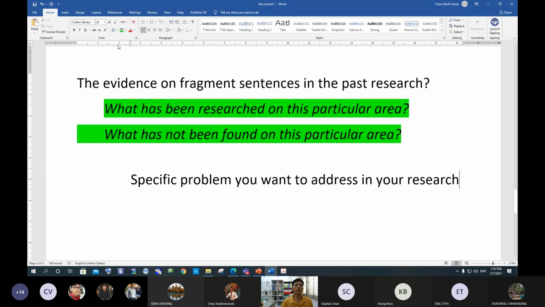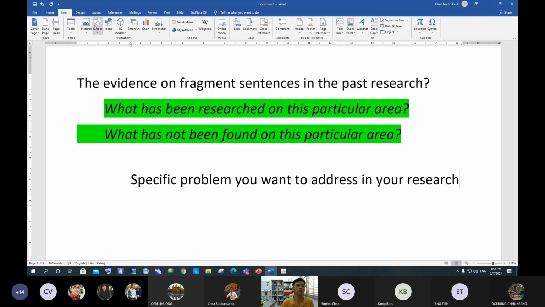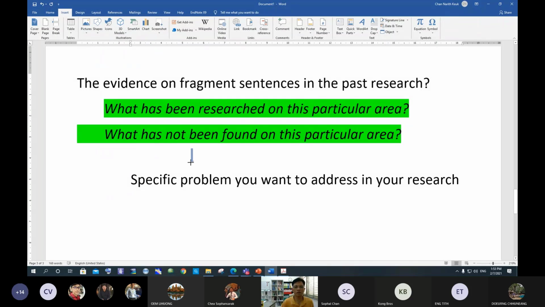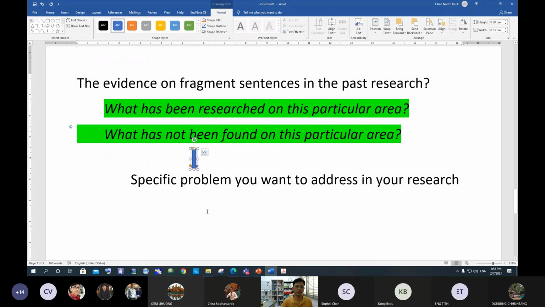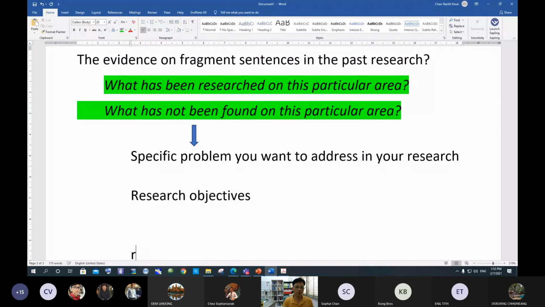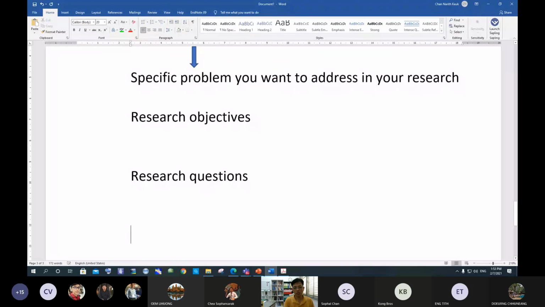Okay, let me include, okay, so you go to that, and then you go to that research activities, then you go to that research questions, and then conceptual framework.